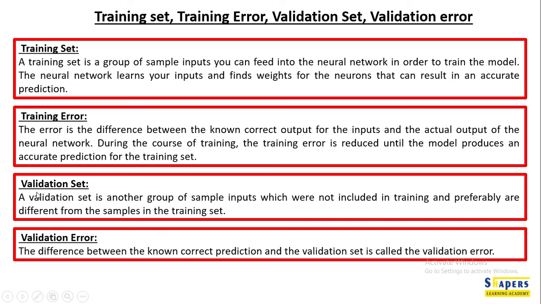What is a validation set? A validation set is another group of sample inputs which were not included in training and preferably are different from the samples of the training set. So once you finish training the neural network, you are supposed to validate it by using a validation set. Once you obtain the right predictions from the validation set, you can assure that the network is perfect. What is validation error? The difference between the known correct prediction and the validation set output is called a validation error.